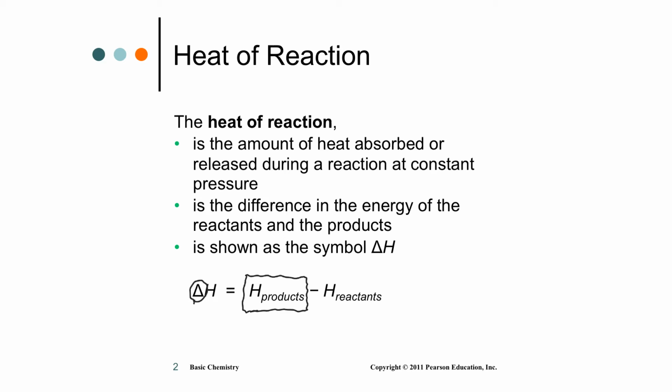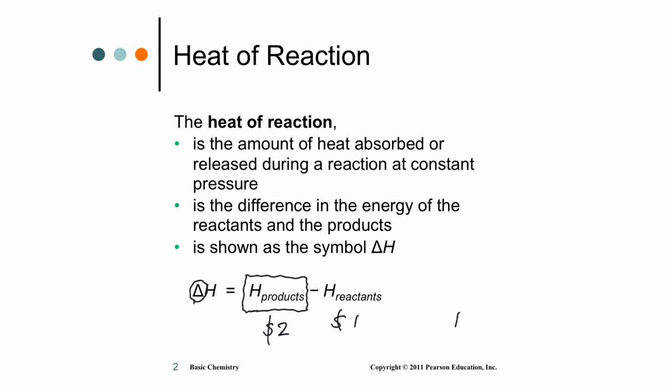Well, if I take all of the energy of the products, how much it costs to make the products, and I subtract how much it costs to make the reactants, then I know whether I let off energy or absorb energy. Let's say that I've got $2 worth of products and $1 worth of reactants. Then I have products minus reactants. 2 minus 1 is 1.